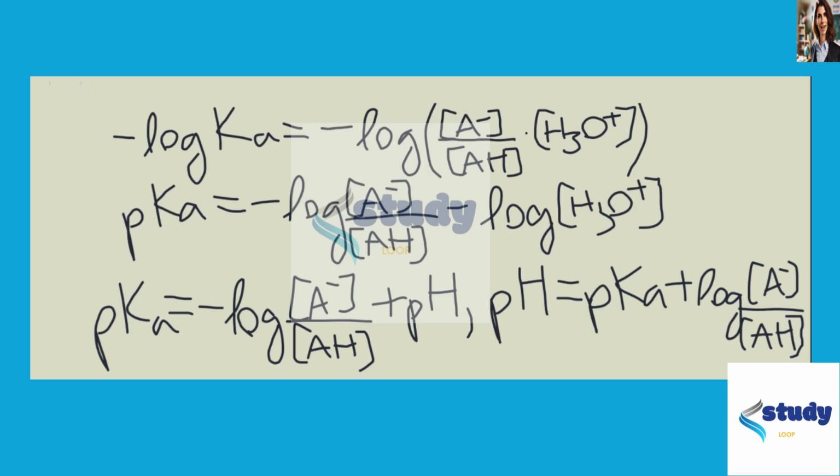And then we can just solve this for the pH by moving our logarithm term to the other side of the equation, and we're left with pH is equal to pKa plus log of A minus divided by AH. And that's the Henderson-Hasselbalch equation.